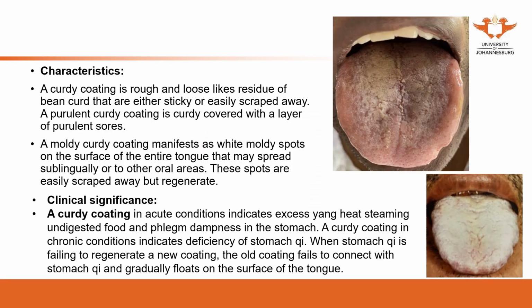A coated coating is rough and loose like residues of bean curd. So you can see the coating, it can be thick. You can see something on top of the tongue, but this coating is easily scraped away. So this is the difference from the greasy coating. There's also a lot of coating, but you can scrape it away.